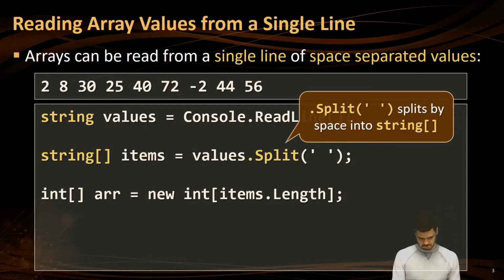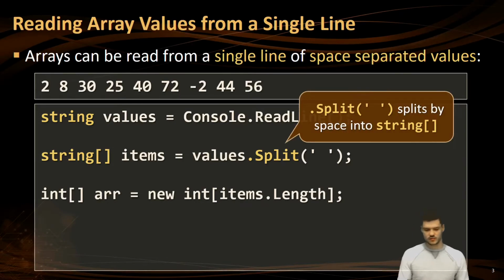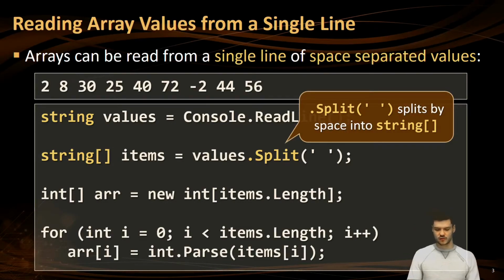But again, as I told you, from the console line, everything is interpreted into character, into string. And when we split, the output of the split method is actually an array of strings, but we need to convert it into array of integers, right? So for this purpose, we need to go through each item from the array. We need to create a for loop and then parse each item, each string into integer.